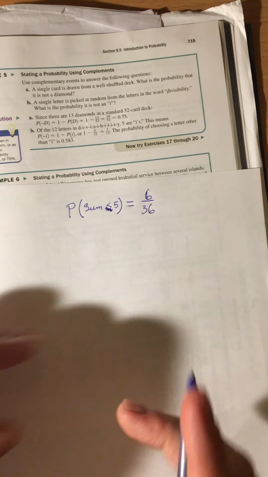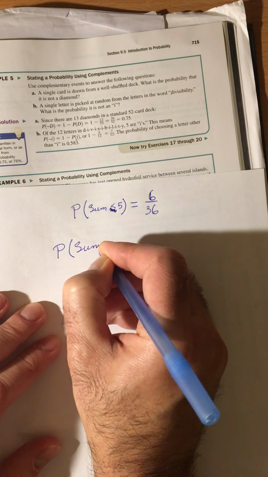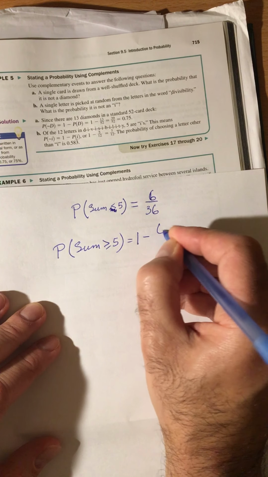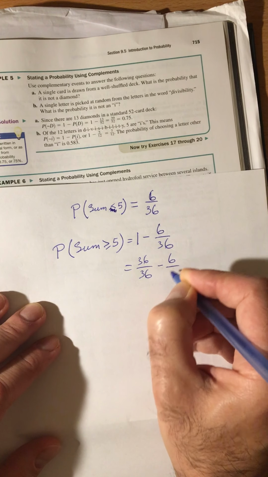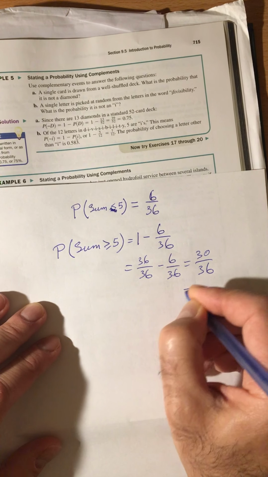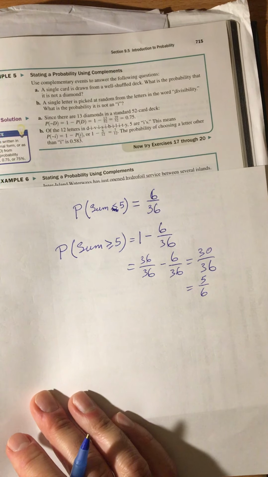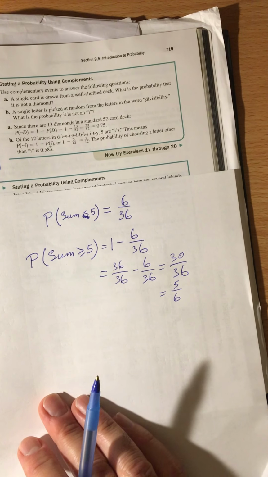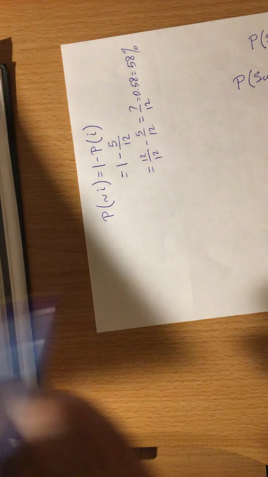Let's not reduce it. But that's not what I want. I want the probability of having a sum that is greater than or equal to 5. So all I do is subtract that from 1. That's 36 over 36 minus 6 over 36, which gives you 30 over 36, which reduces to 5/6. So that's the probability of getting a sum that is greater than or equal to 5 if you roll a pair of dice.